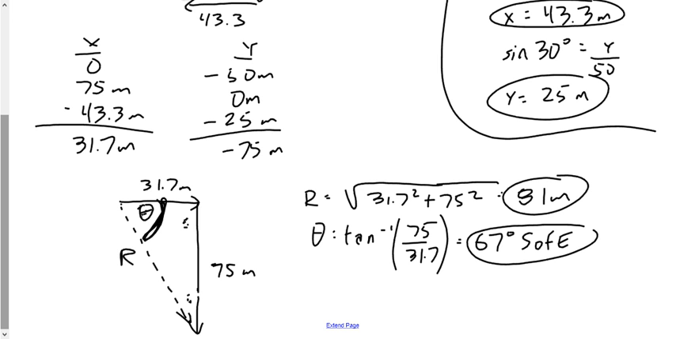What if you'd drawn the vector diagram in the opposite order? 75, then 31.7? That would have been correct, because you still could have drawn that head to tail. You would have gotten 81 meters at 23 degrees east of south, which would have been also a correct answer. It would have meant the same thing. All right? How many people ended up getting that? 81 meters, 67 degrees south of east.